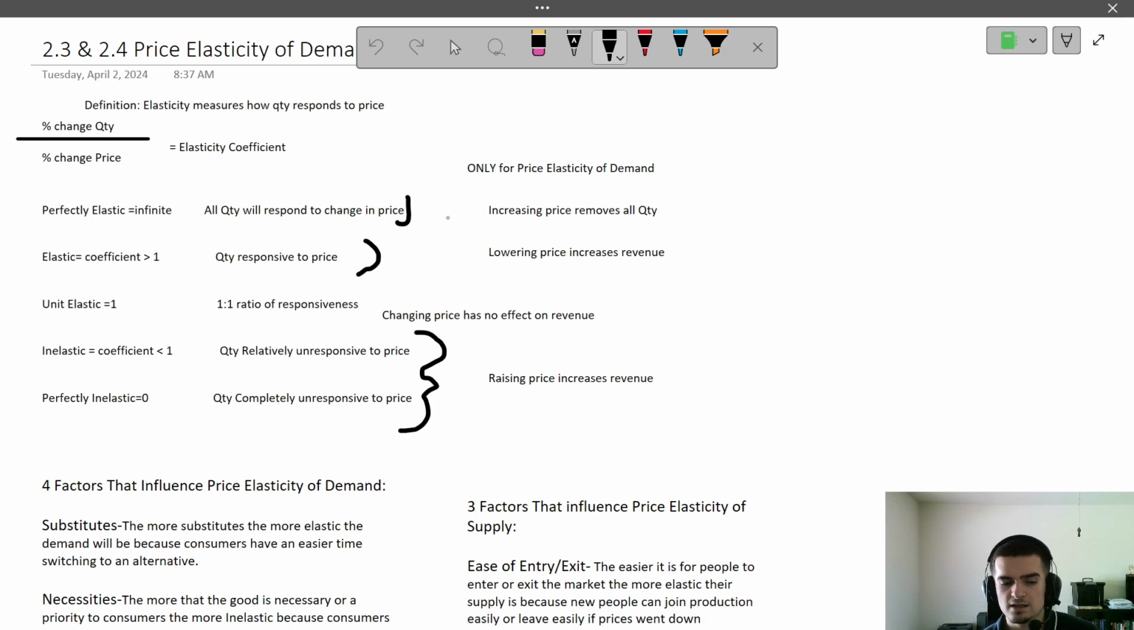You can have perfectly elastic, or wow, it's a lot to unpack. Sorry, I am scatterbrained. There are 5 categories of elasticity. There's perfectly elastic. That means that all quantity will respond to a change in price. So if your good is perfectly elastic and you increase the price, literally everyone will stop buying. And your elasticity coefficient is infinite.